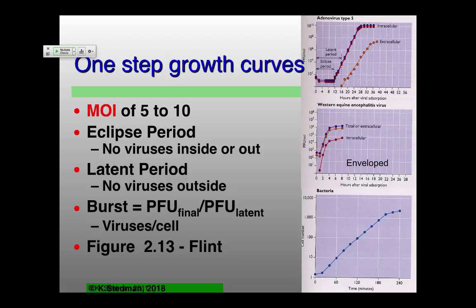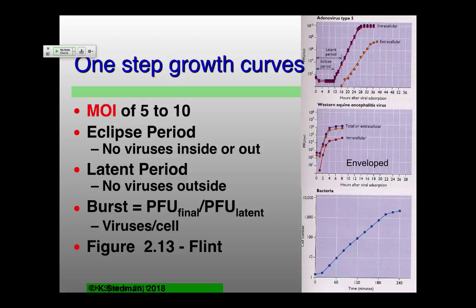Another thing that you can get from these one-step growth curves is what's called the burst size. Burst size is just the number of PFUs that you have at the end of your one-step growth curve divided by the number of PFUs that you have in the latent stage of the one-step growth curve. Now, why does this PFU in the latent period tell you what your virus's per cell number is? These are the same. So, PFU final versus PFU latent. This is the latent period again, right here. It's counting PFU per cell.